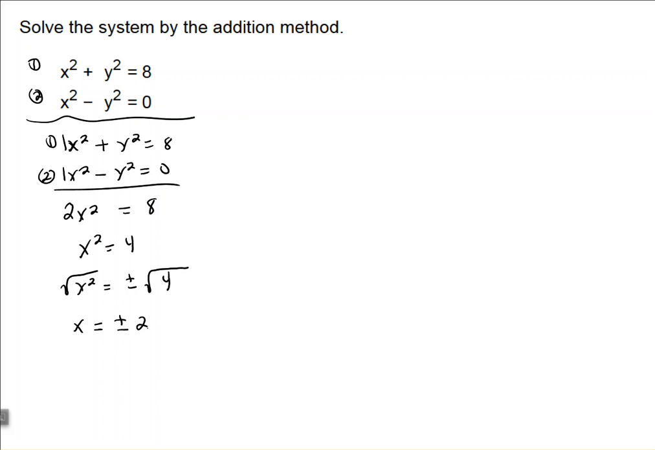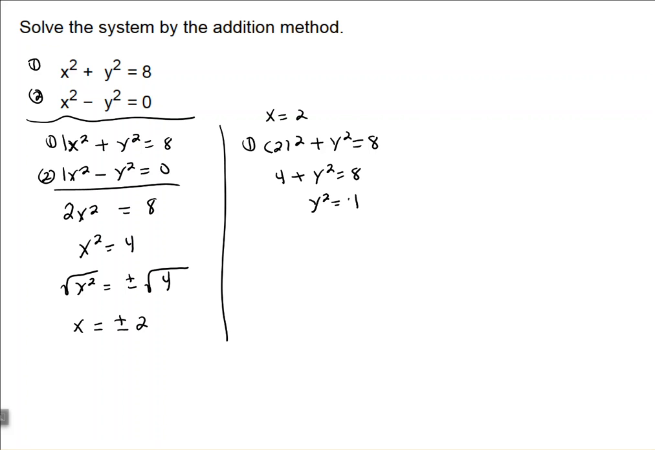Alright, so let's check those. I will use equation 1, and let's find the y coordinates that go with each one of those x coordinates. So if x equals 2, using equation 1, I would have 2 squared plus y squared equals 8. Subtract 4 from both sides. And just as we did with the x squared, take the square root of each side. And you see that y could be equal to positive or negative 2. So I have two coordinates that go with x equals 2: (2, positive 2) and (2, negative 2).